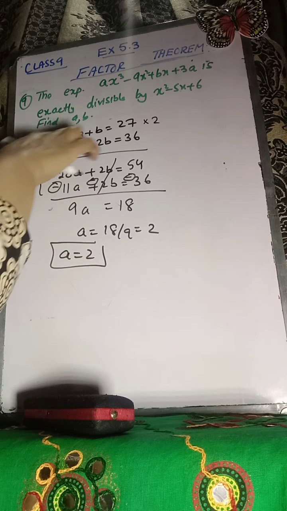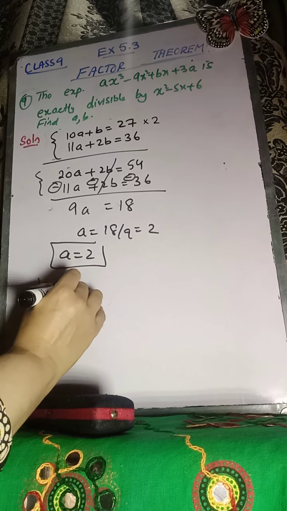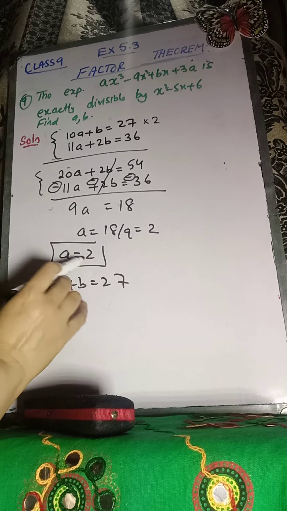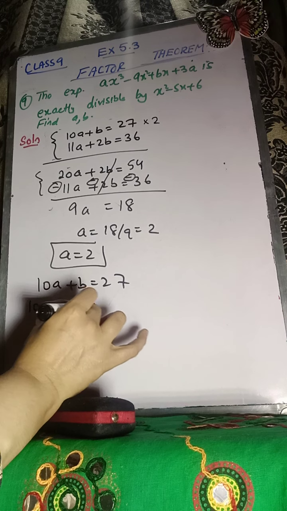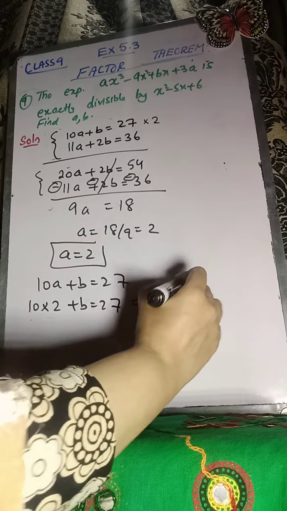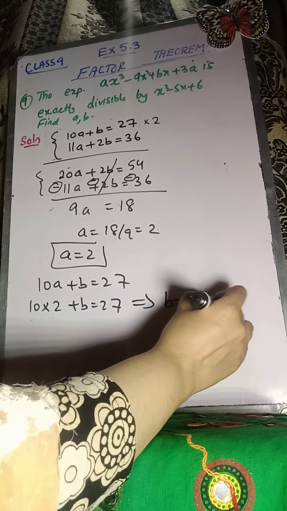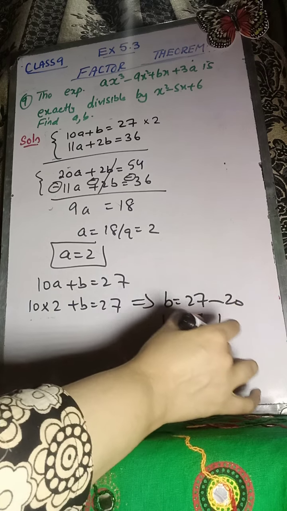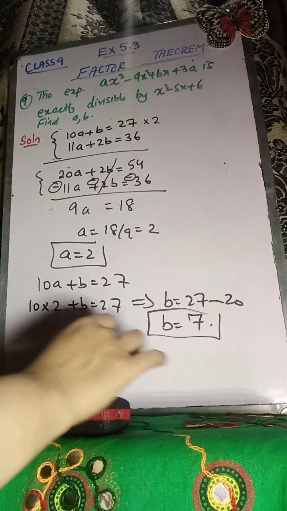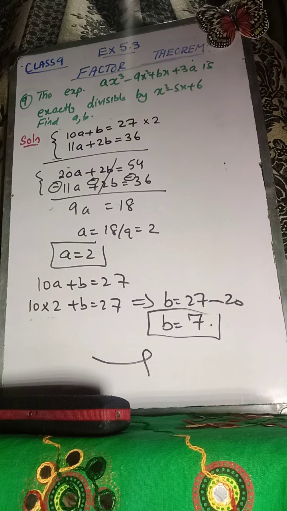To get the value of b, just take one of these equations. Let me take the first one. Put the value of a into it and find it. b will be 27 minus 20, and the value of b will be 7. So these are going to be the answers, and this completes the question as well as the exercise.